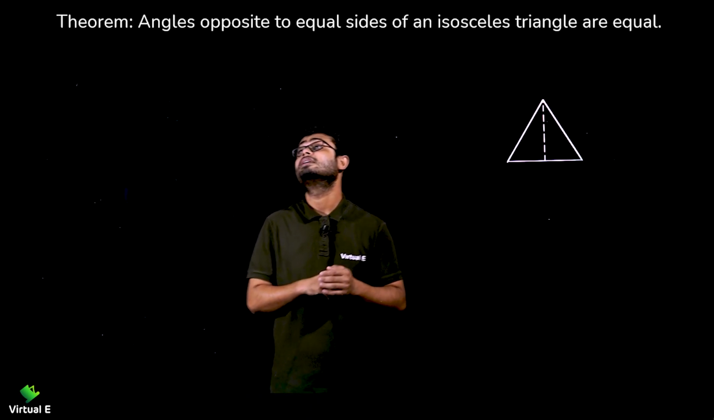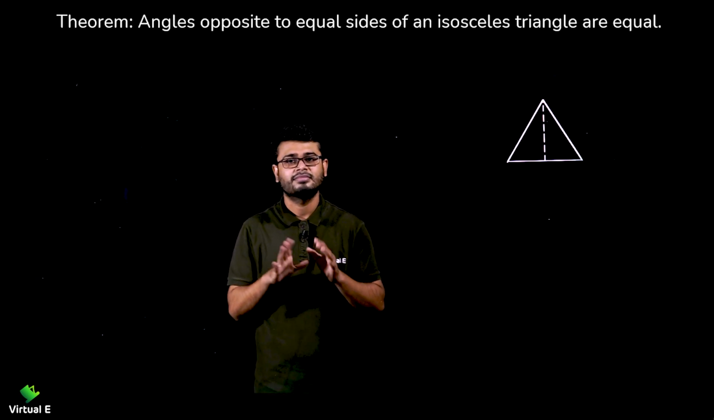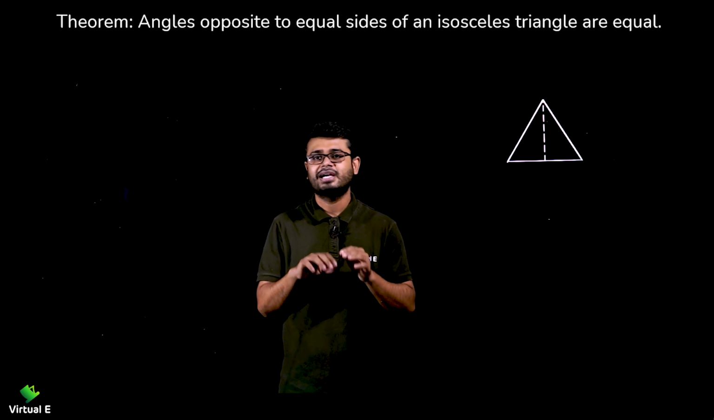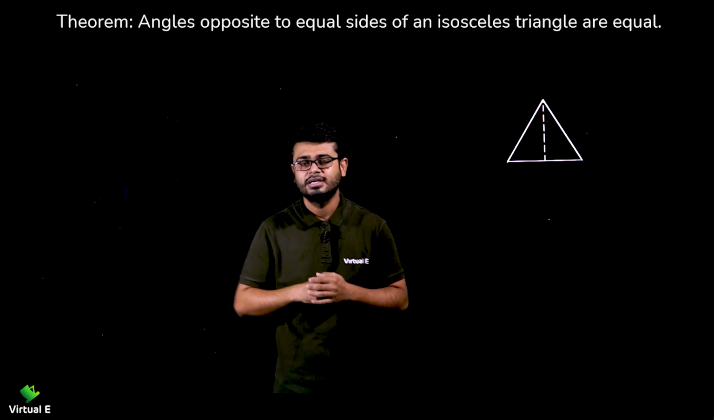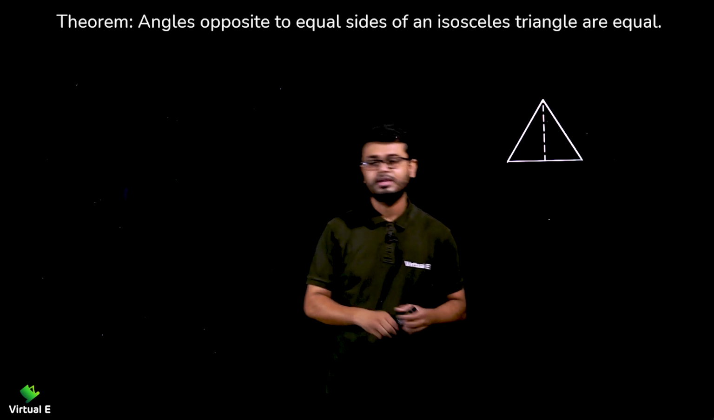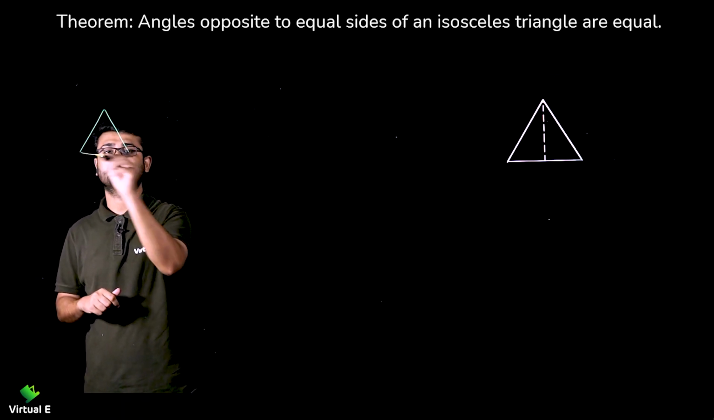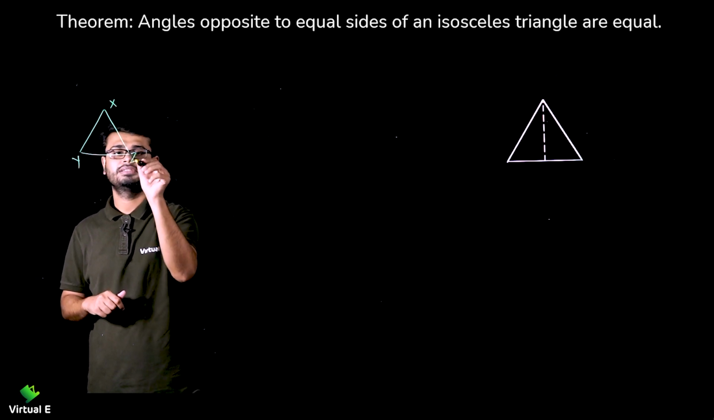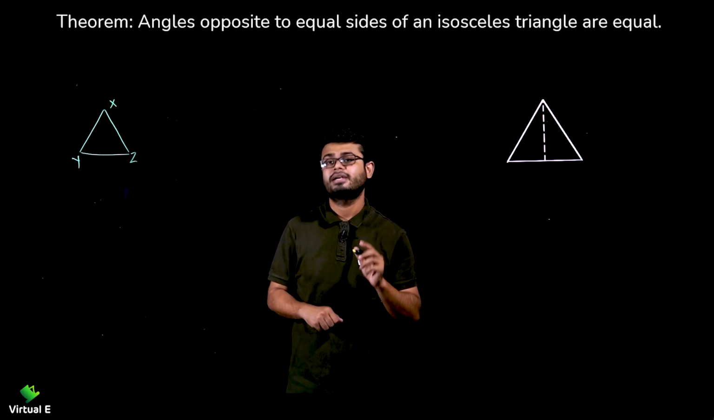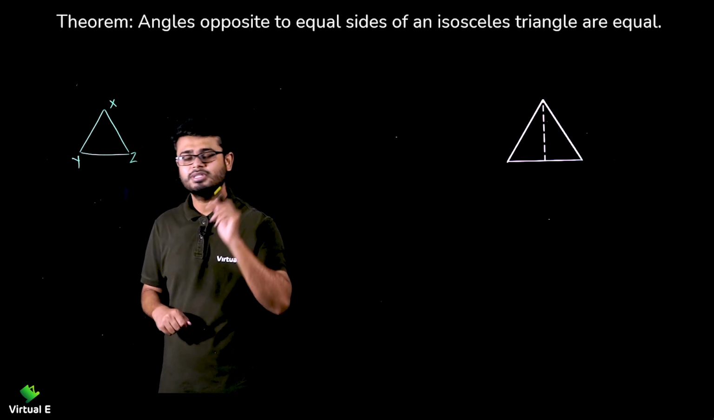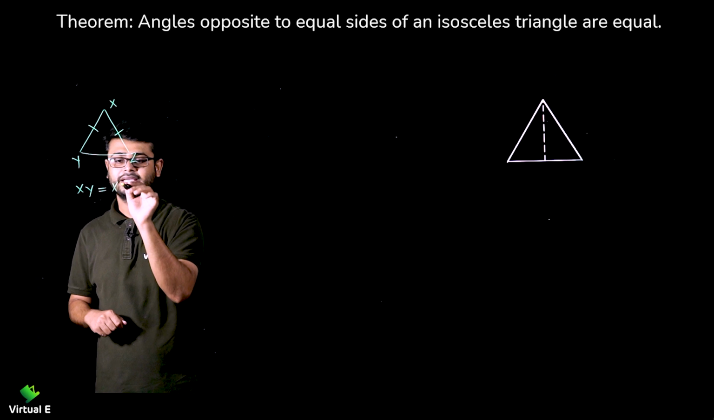So the theorem says that the angles opposite to equal sides of a triangle are equal. Okay, so first of all we need to understand the basic idea of what it means, equal opposite sides and equal angles, right? So let me give you a rough idea. Let's say we have this triangle XYZ, X, Y and Z. Now the first condition, the angles opposite to equal sides. First let's take the equal sides. Let's say XY is equal to XZ.